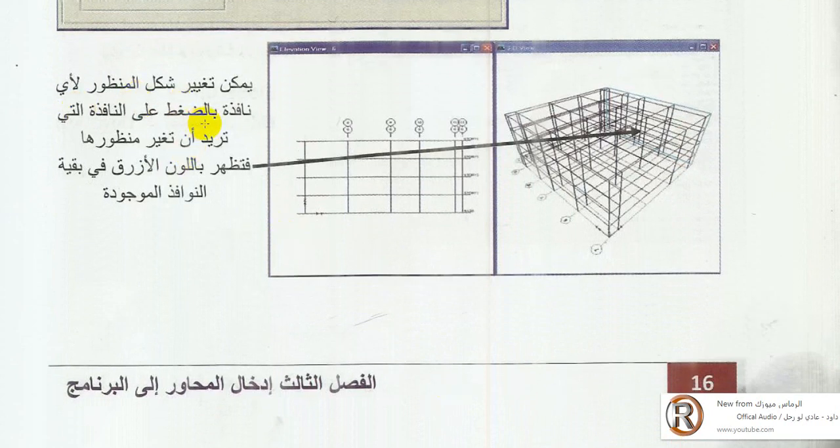The format of the view can be changed for any window by pressing the window you want to change the dimension for. So it appears blue, and the entire coexisting windows.